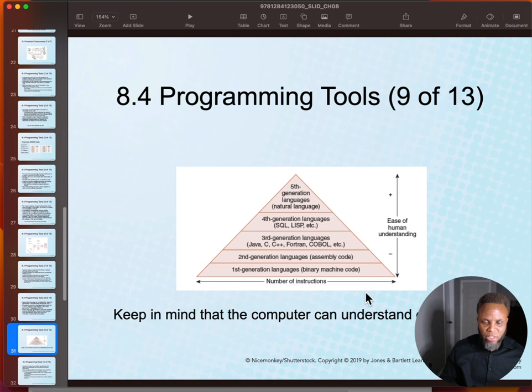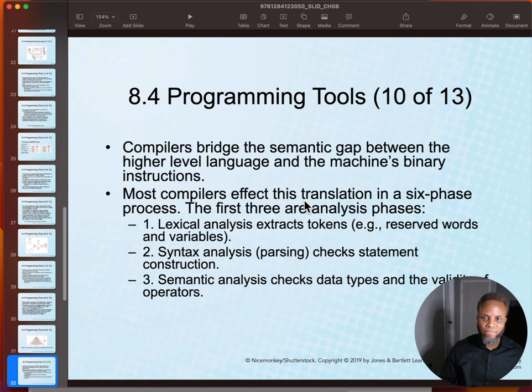This pyramid just talks about ease of human understanding. We certainly don't understand binary code. That's for the computer. Also, we can read assembly, but again, you prefer not to write code in assembly. It takes a long time. And then Java, C++, Fortran is the third generation of programming languages. SQL is the fourth, and then now we're talking about natural language processing today.